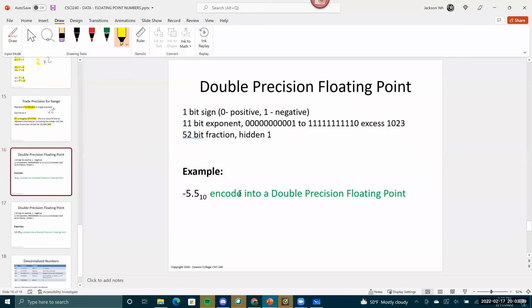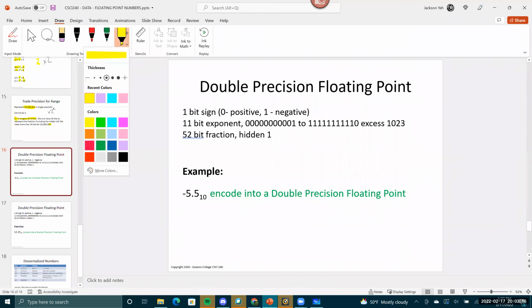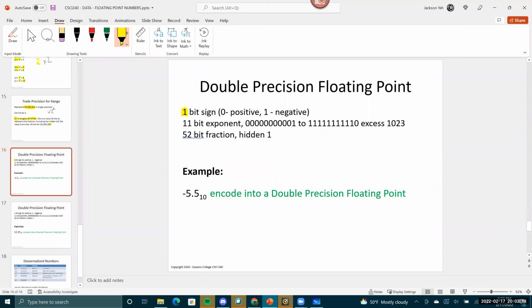So a double is almost just like a single precision float. The difference is the number of bits involved. So you have a sign bit just like before, but now the exponent is not 8 bits, now it's 11 bits. So because it's 11 bits, it's not 127, it's excess 1023. And then now there's a 52-bit fraction. So both the exponent increased and the fraction increased.